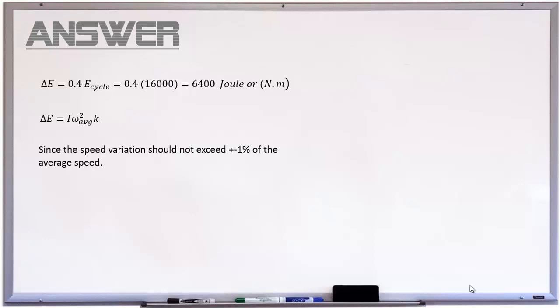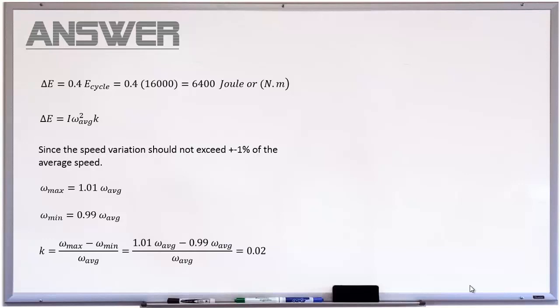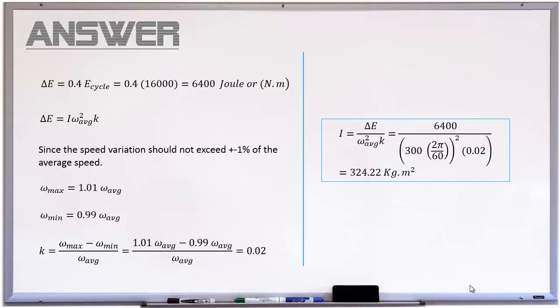It says that the speed variation should not exceed positive or negative 1% of the average speed. This means that the maximum omega should be within 1.01 the average omega, and the minimum should be 0.99 of the average omega. And therefore we can get K from this relation, and it would be 0.02. Now we can finally get I, the mass moment of inertia, and it equals this quantity.